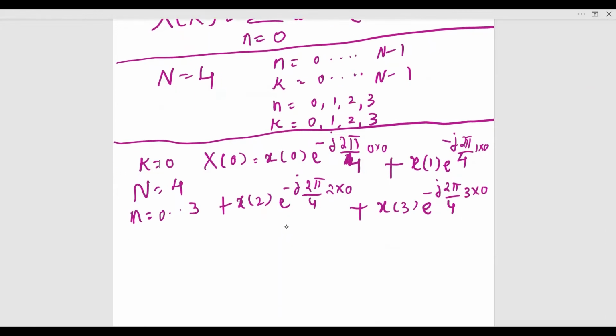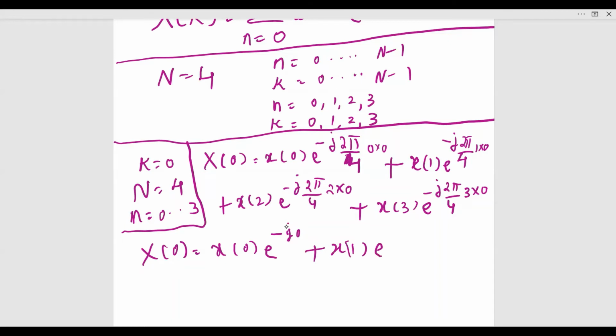Now we can write it as x of 0 is equal to x of 0 into e power minus, this is 0 into 0, so this entire becomes 0, so e power minus j 0, plus x of 1 e power minus j 0, plus, similarly for the remaining two, because we are multiplying with 0, x of 2 into e power minus j 0 plus x of 3 into e power minus j 0.